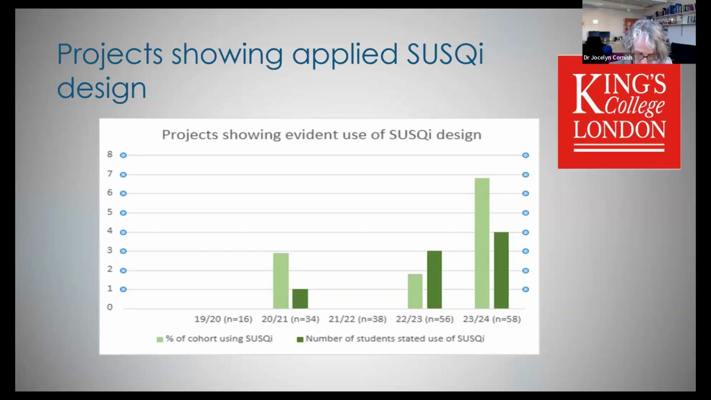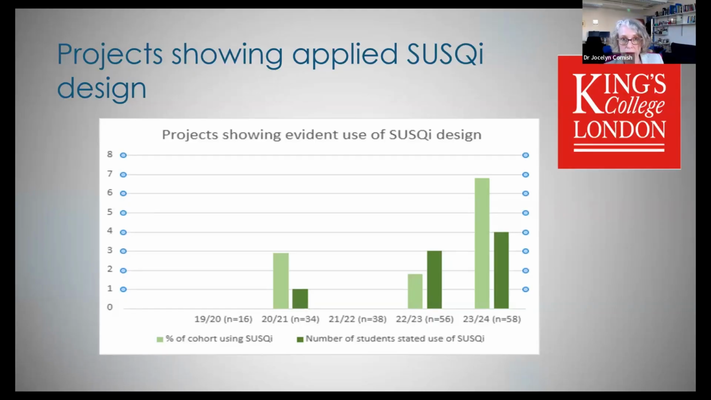The dark green bars show the number of students who specifically applied the SusQI learning in their project design, and you can see that that's increased in later years. The light green bars represent the percentage of students using the design per cohort to allow cross-cohort comparison. It shows a higher percentage of students using the design in the 2023 cohort, although they are still relatively low percentages given the cohort sizes. However, many of the students, not specifically stating use of this design, still described elements of their projects that would align to the triple bottom line. I'm now going to hand over to Harry.